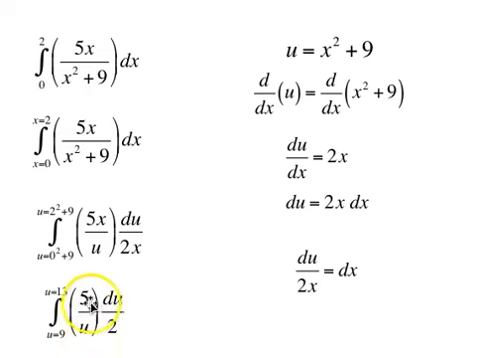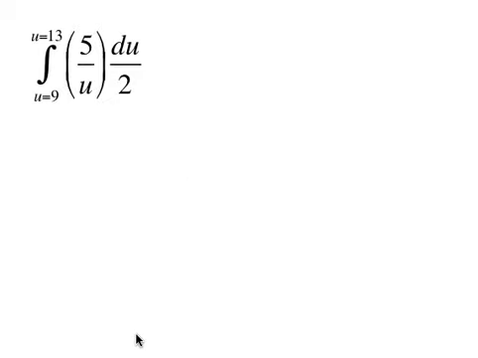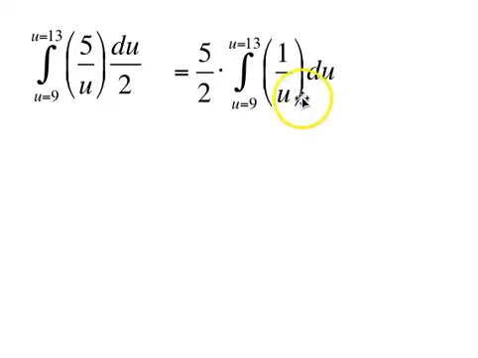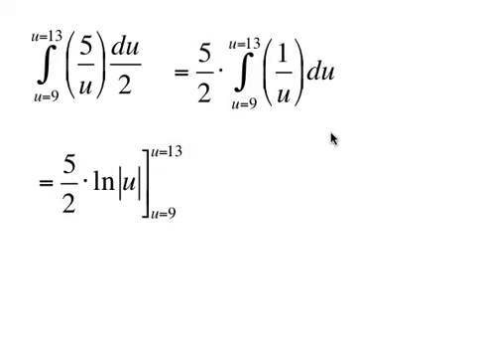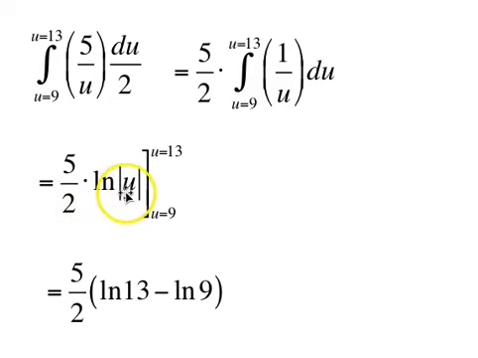So you'll notice what we have, and then the 5 halves coming out in front. We will have 5 halves times the integral from 9 to 13 of 1 over u du. And let's recall the integral of 1 over u. The integral of 1 over u is natural log of the absolute value of u, although the u's are positive, so you don't really need to worry about the absolute value here. But I've got it there anyway. So 5 halves natural log u as u ranges from 9 to 13. So we plug those in and subtract. So 5 halves is factored out. Natural log 13 minus natural log 9 would be the result of that question.